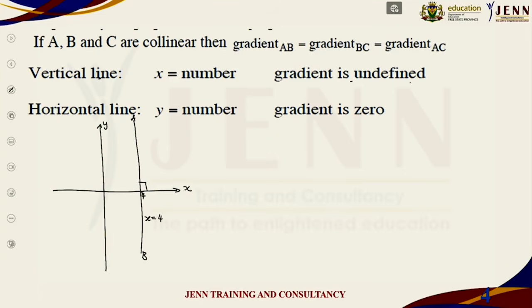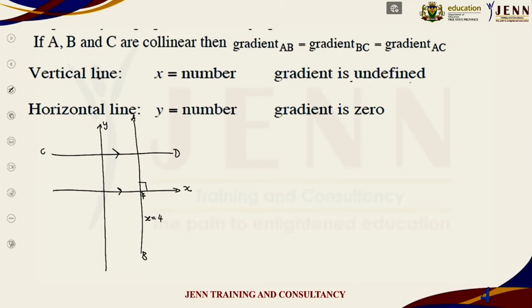Then number 2, a horizontal line must be parallel to the x-axis. Let me say I am having a line, roughly so. Let me say I'm having line CD. Then the moment line CD is parallel with the x-axis, that should tell you that line segment CD is a horizontal line. Then the moment it is a horizontal line, how do you determine the equation?